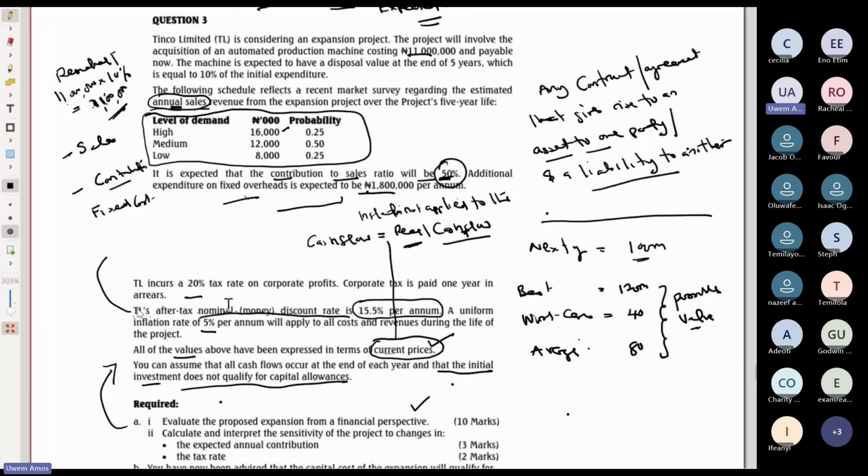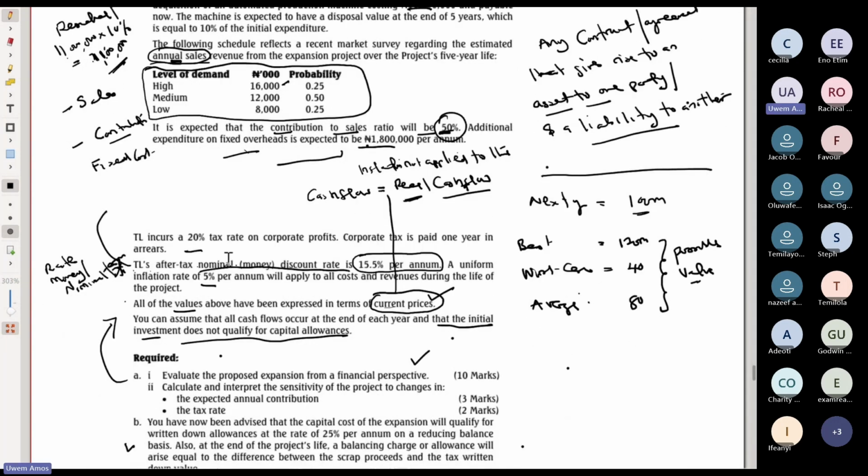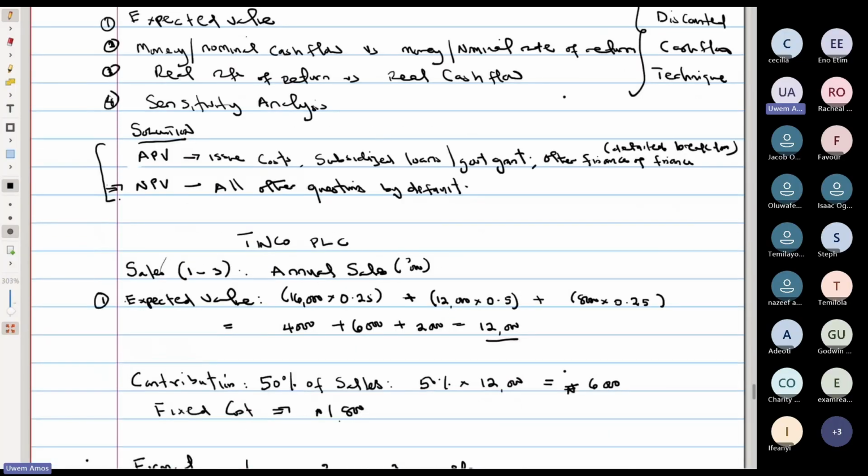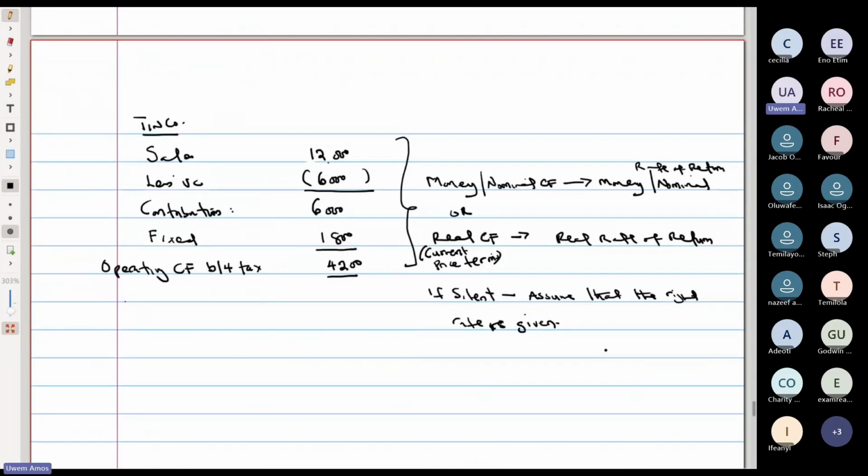The question tells us that the after-tax nominal, which is also called money, discount rate is 15% per annum. So you know from that line that the rate of return, the cost of capital, is given to you in money or nominal terms. Once you see that, your mind should go quickly to what we just explained. And what did we just explain? If you are given the money or nominal rate of return, the cash flow you should use should be what?